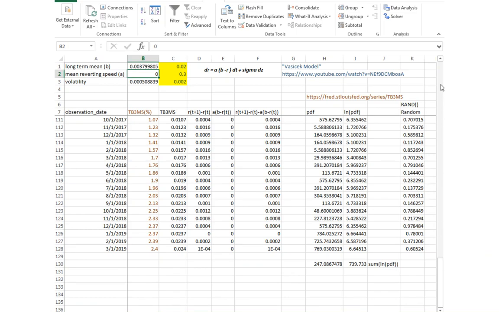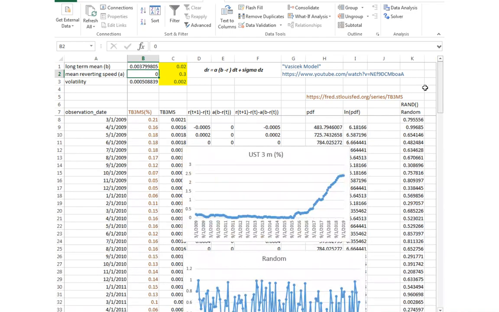Some people have questions about why this mean reverting speed is zero. If we draw a graph of this 3 months US Treasury yield, we can see for the last 10 years, the US Treasury yield starts with a very low value, about 0.2% or even lower, and increases gradually. And basically from this graph, we cannot see any reverting pattern.